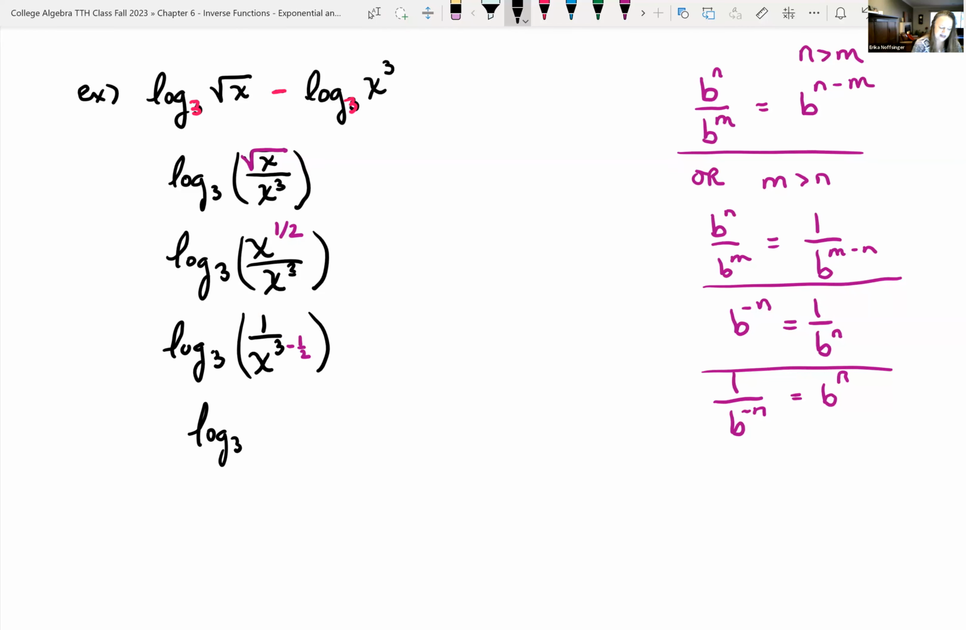Getting a common denominator so I can subtract 1/2 from 3. Well, 3 I could rewrite as 6/2, common denominator of 2 with a 1/2. So 6/2 minus 1/2 is 5/2. So this would be the same thing as log base 3 of 1 over x to the 5/2 power.